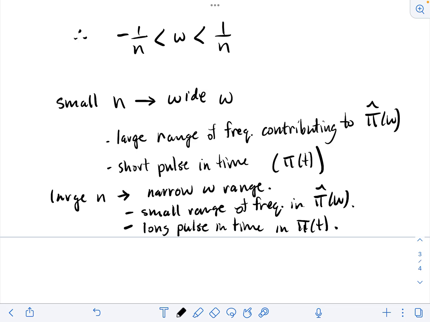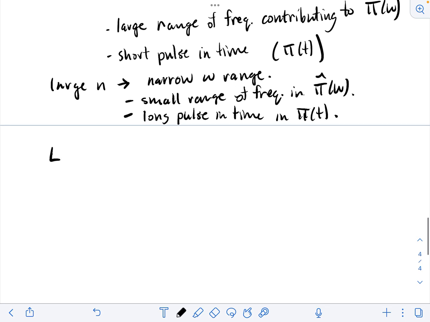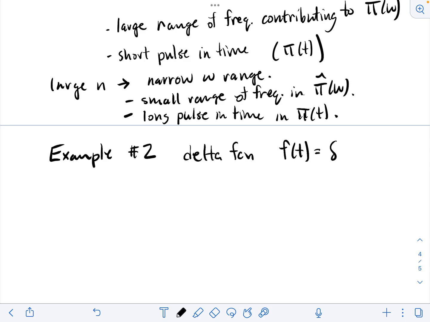Our second example will take this previous discussion to the extreme. And so that's going to be the delta function. And so a delta function is infinitely narrow in time. And so let's see what happens when we take the Fourier transform of the delta function, delta t minus t naught.